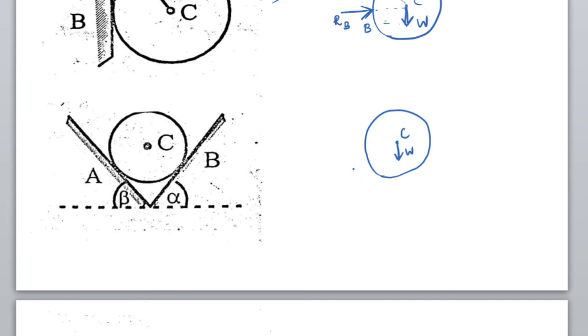After that, we will do support reactions. There is no string tension, only supports, but at 2 points. At point A, the support reaction will act like this. This is RA, as it is acting on point A, and at point B, the support reaction is RB, and the angle should be like this. As this point is making beta angle, by using some formulas of the triangle, this will be 90 degree minus beta, and this angle, as it is making alpha angle, will be 90 degree minus alpha.